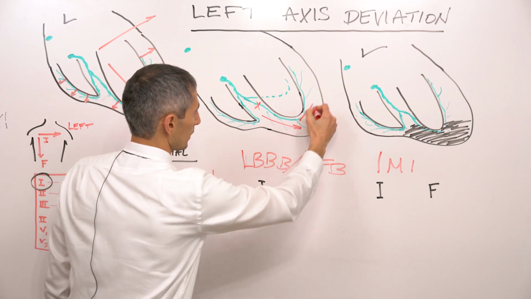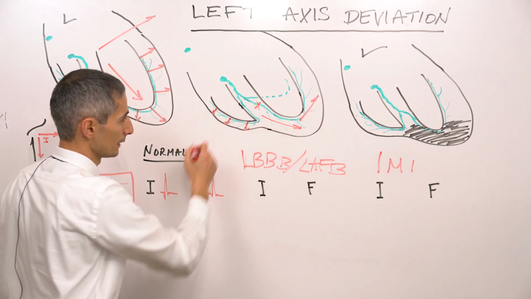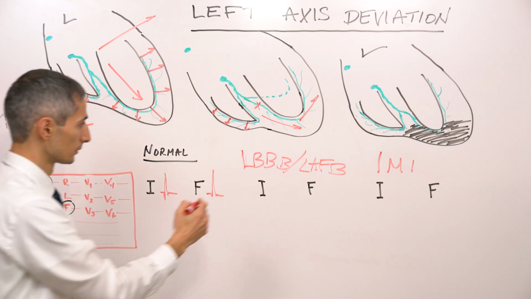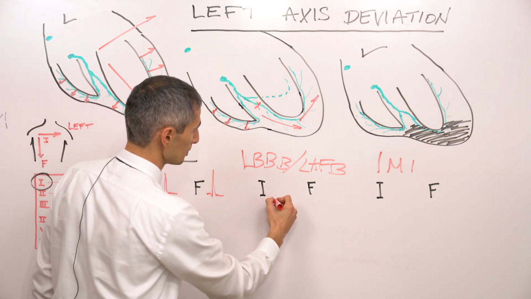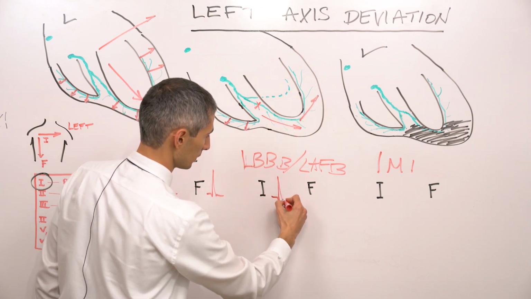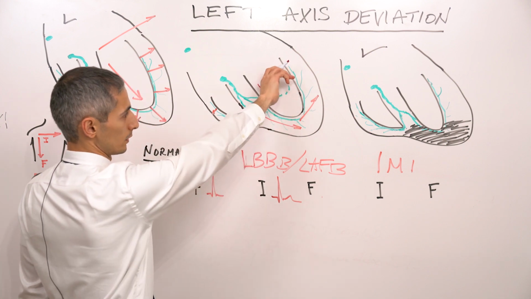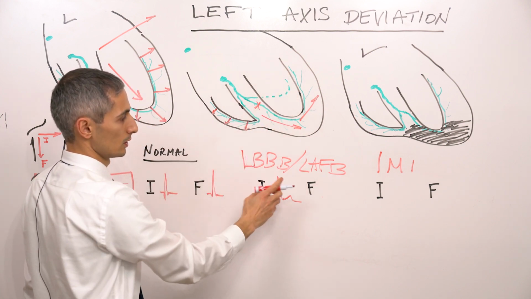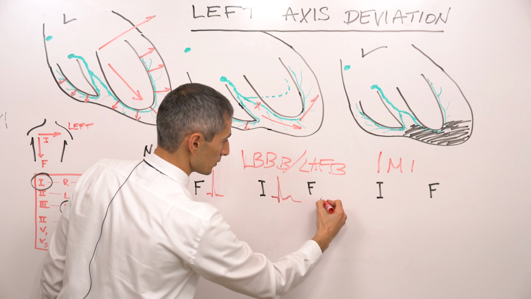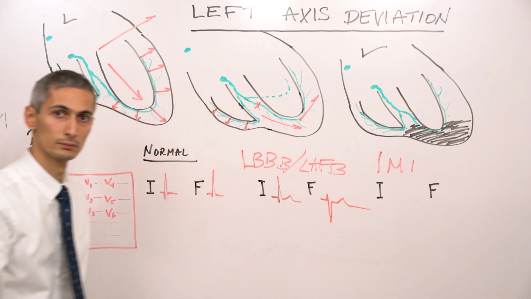And that is going to leave the depolarization arrows looking somewhat like this. As a result, the depolarization is going to be leftwards, sure, but also upwards. So in lead aVF, which points downwards, you're actually going to have a negative depolarization.